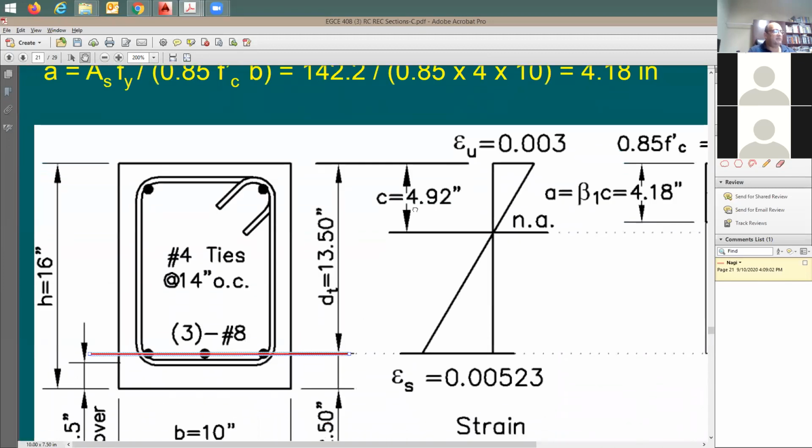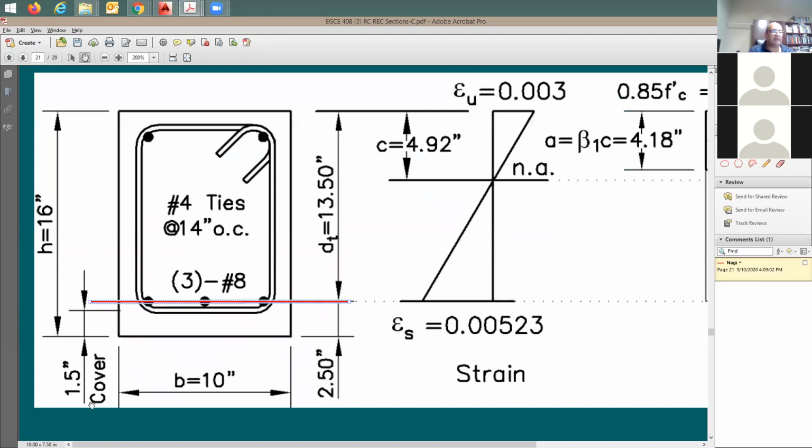So in this case, this is what we call the clear cover. In some cases, d can be just given to you directly. You don't need to care about the bar diameter of the tie and the bar diameter of the main reinforcement. You don't have to do all of these deductions in this analysis. You can just take this depth right away.